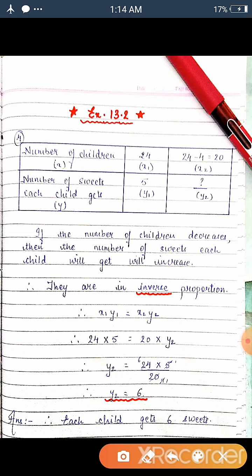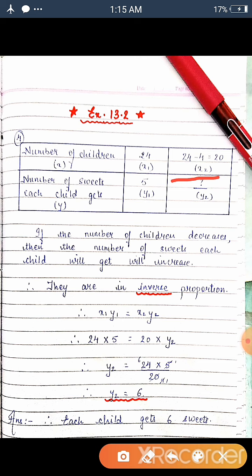Now we have to reduce the number of children by 4. So that means 24 children, when you reduce it by 4, you get 20 children. And for 20 children, you have to find the number of sweets each child will get. So if the number of children decreases, then the number of sweets each child will get will obviously increase. So therefore, we can say that they are in inverse proportion.